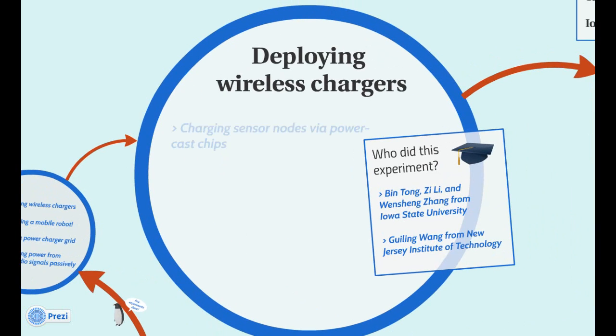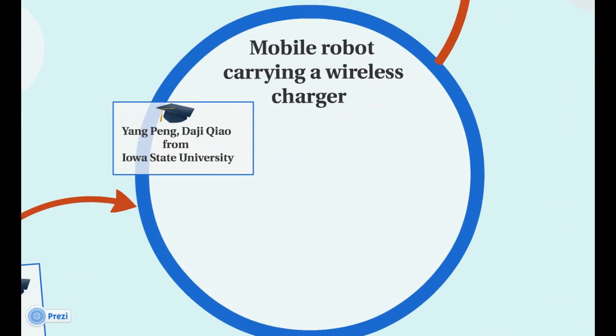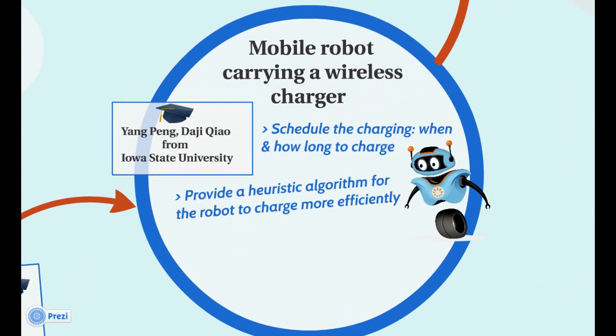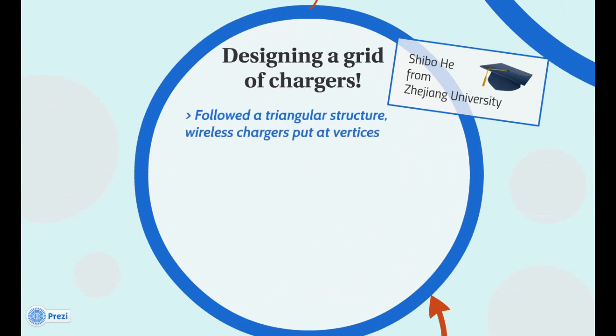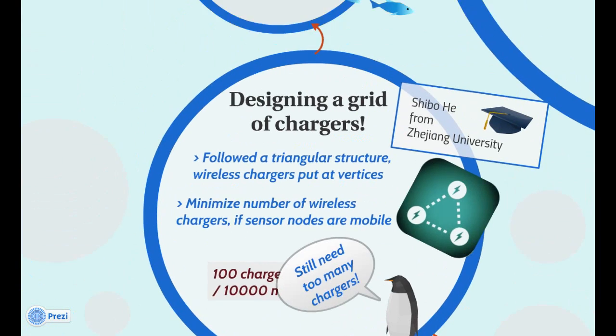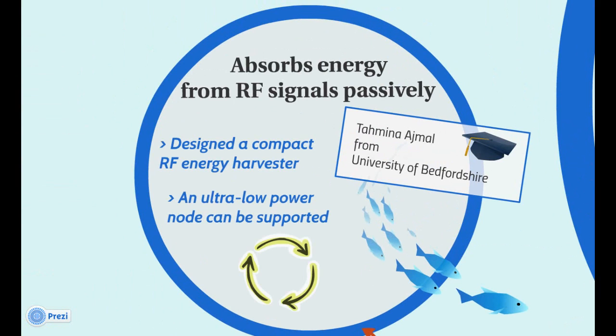The first experiment was done to charge nodes via PowerCast chips, but the efficiency was too low. Then they tried to utilize a mobile charger to reschedule the charging time and amount. However, the overall efficiency was still low. Some scientists developed a charger placement scheme to minimize the number of chargers. They needed 100 chargers over a hectare. Finally, energy harvesters absorb energy from radio signals, so ultra-low power nodes can be supported.